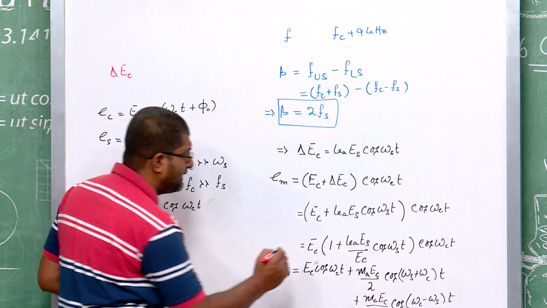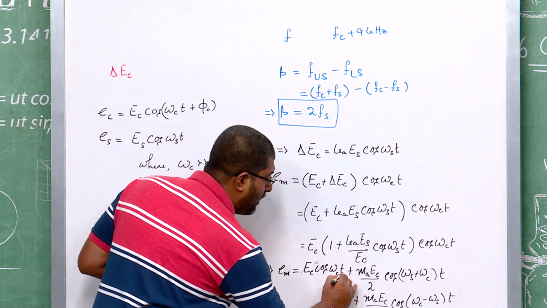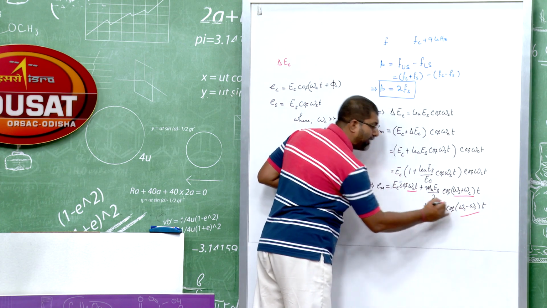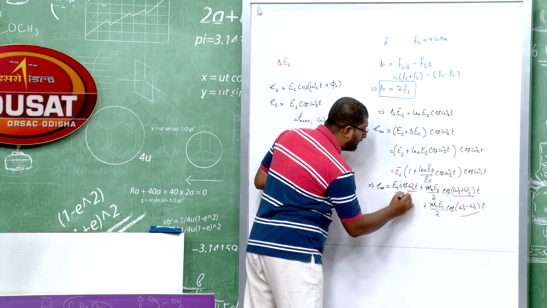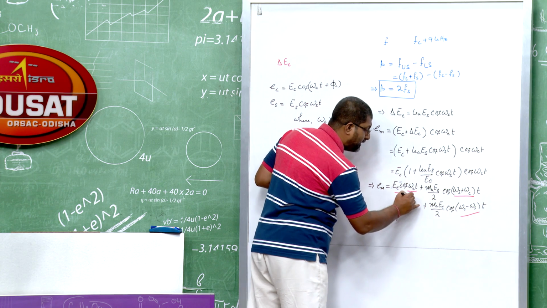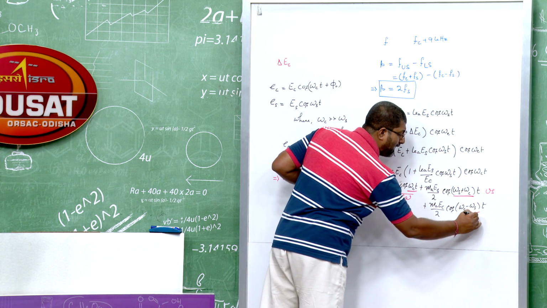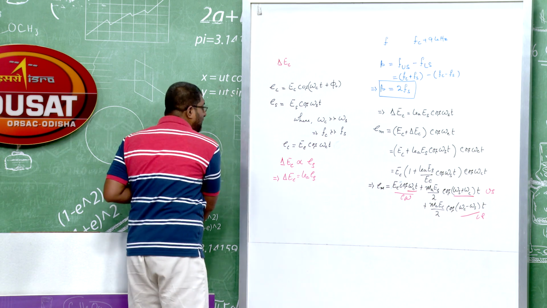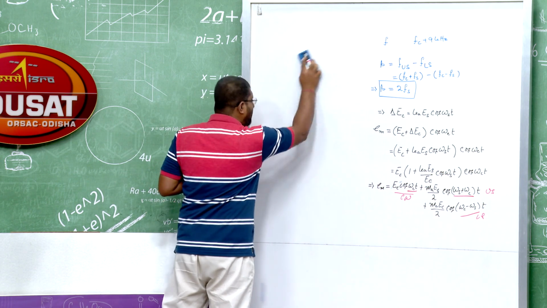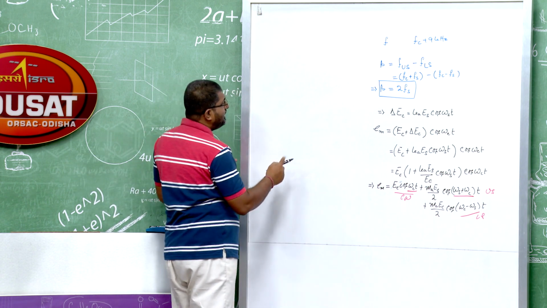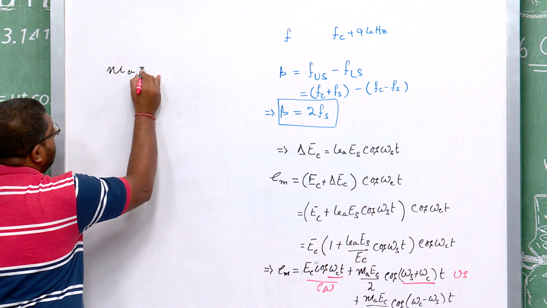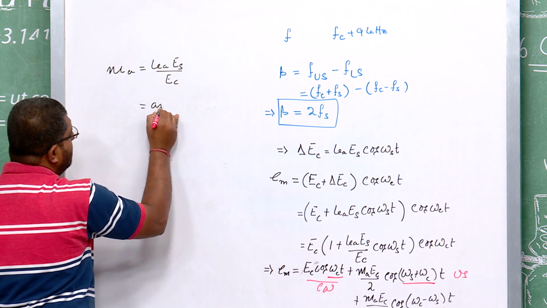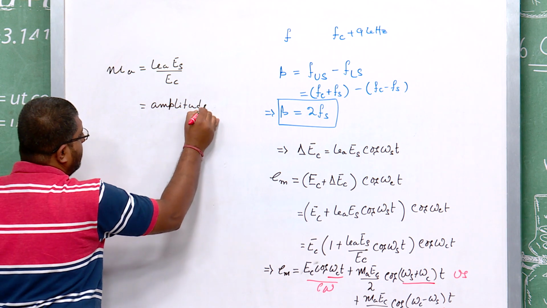This equation clearly suggests that there are 3 frequencies here. One is omega c, another is omega c plus omega s, and the third is omega c minus omega s. So, this one is for the carrier wave, this is for the upper side band, and this is for the lower side band. So, this is how amplitude modulation is carried out, and from this we have come across a term, Ma. This Ma is Ka Es by Ec, which is called the amplitude modulation index.